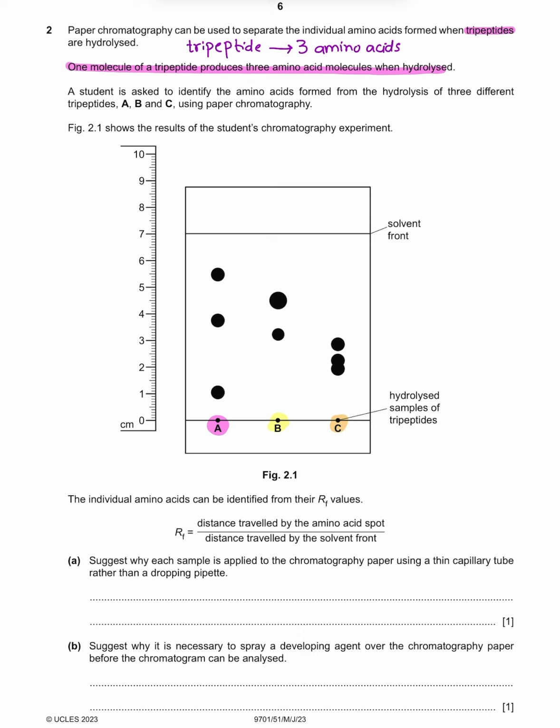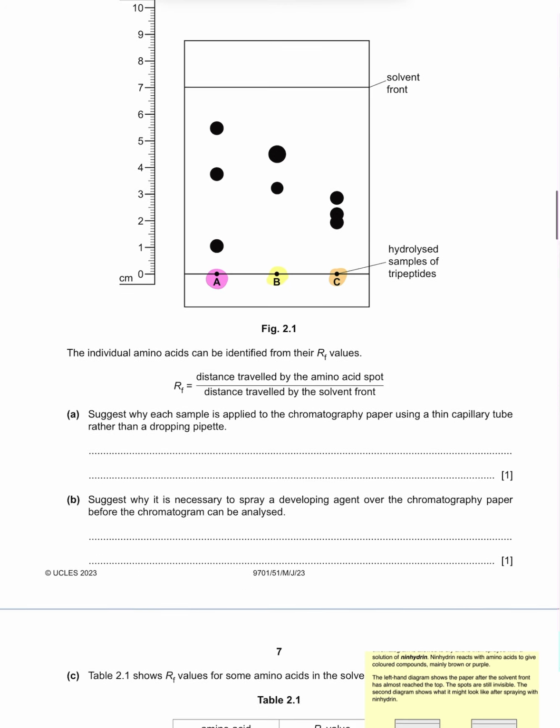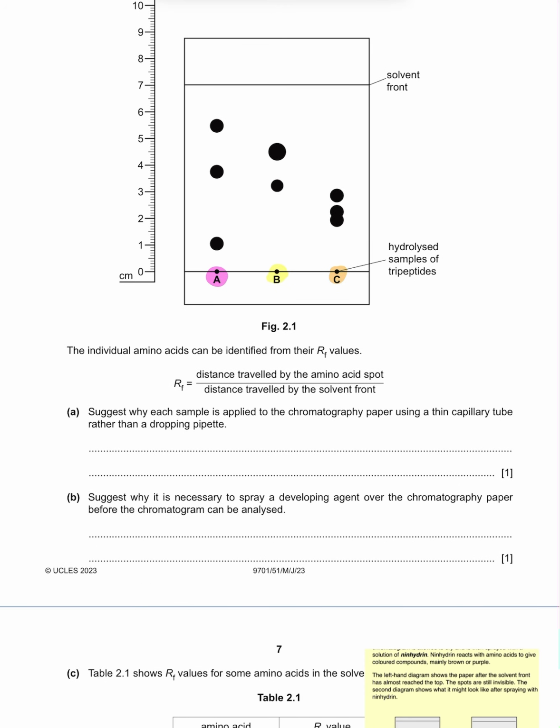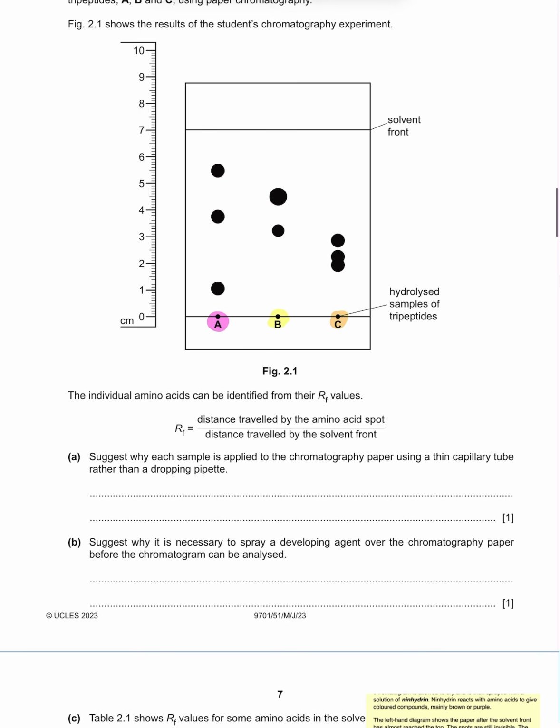Then the examiner, for the sake of convenience, has provided us with the formula of RF values, which says that it is equal to the distance traveled by the spot over the distance traveled by the solvent front. So this is something which is based on the prior knowledge that you have covered back in your O levels. Let us see what the questions are.